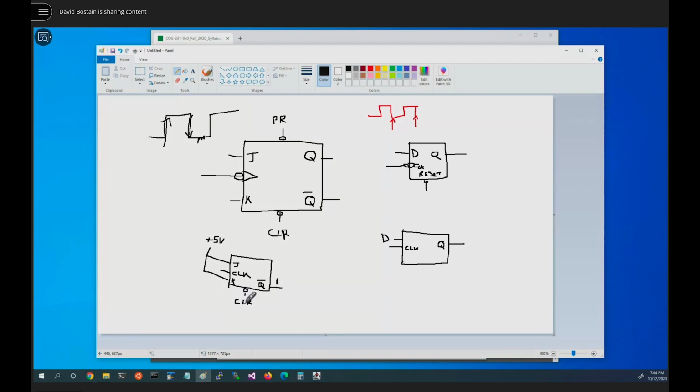Well, they would keep it at a 1 because clear is with respect to Q. Q would be a 0. So if Q is a 0, not Q has to be a 1.